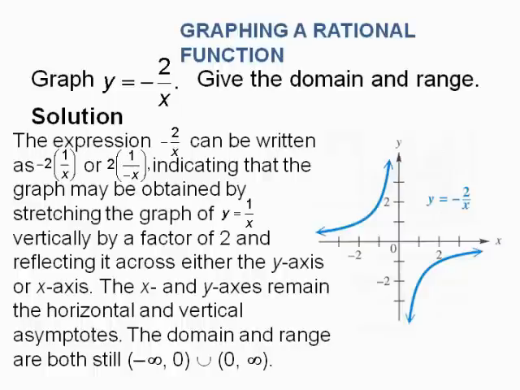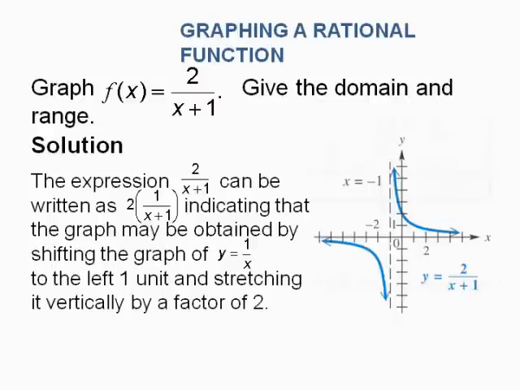Now notice the domain and range still is the same here. Still negative infinity to 0, 0 to infinity. So we got some cool things going on. Now, if we graph this function, y equals 2 over x plus 1 here, notice that we have some shifting going here.